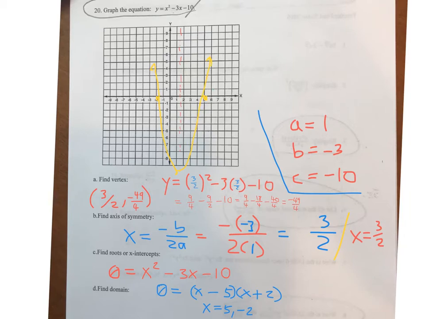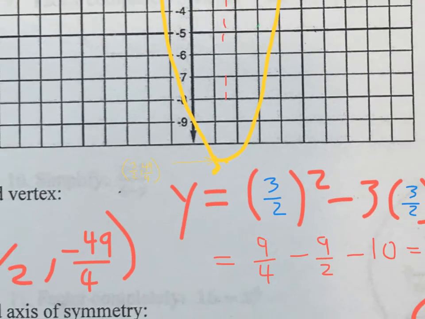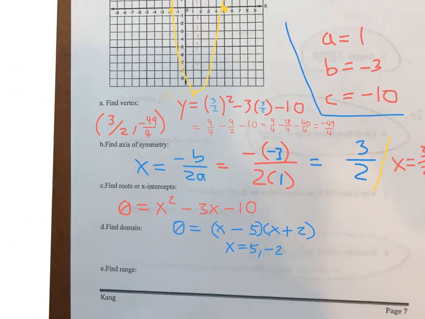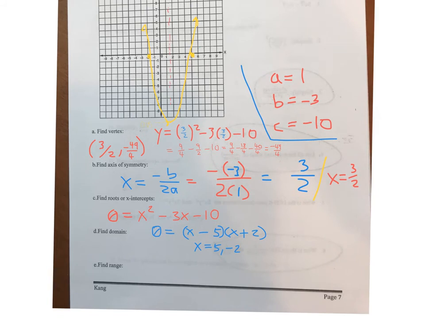boom. And by the way, let's get very, very clear. This vertex right here is 3 over 2, -49 over 4. I know the yellow is annoying. Let's just deal with it for now. That's the vertex. And the reason I say that is because soon the teacher is going to want to know the range, and that's going to come into play soon.